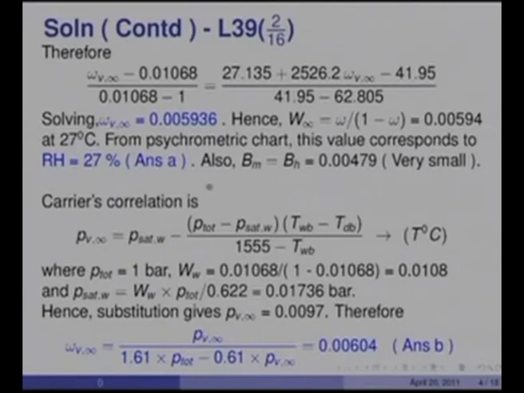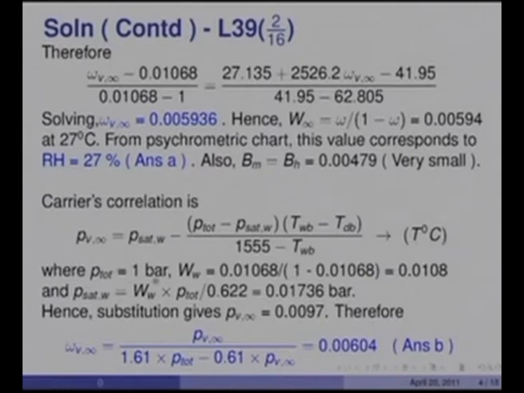Now, if we use Carrier's correlation, which you have used in your undergraduate work, it gives P v infinity equal to P sat W minus P total minus P sat W, T wet bulb minus T dry bulb, divided by 155 minus T wet bulb, where T's are given in degrees centigrade.